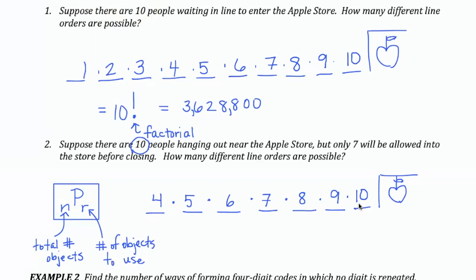So in other words, in this situation, the total number of objects are my 10 people who are waiting outside the Apple Store, then the capital P for permutation. And how many objects did I want to use? 1, 2, 3, 4, 5, 6, 7. So this multiplication would be represented by 10P7.